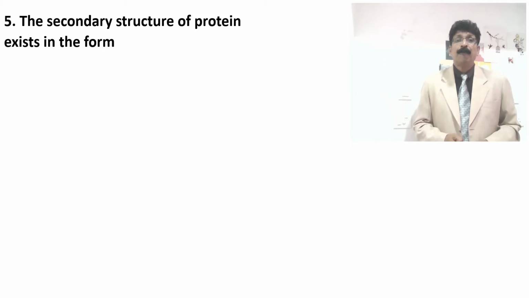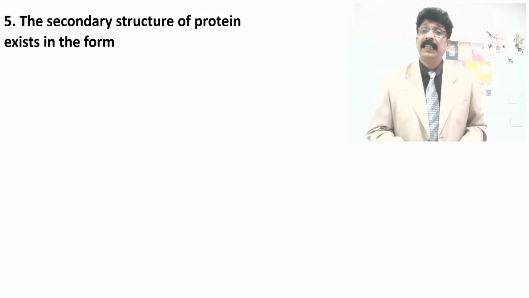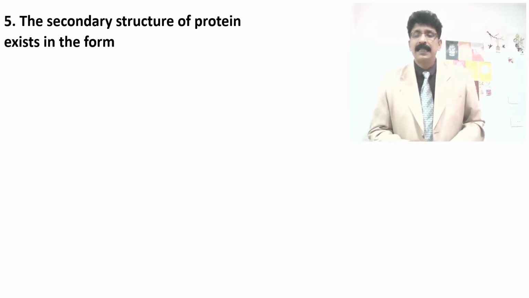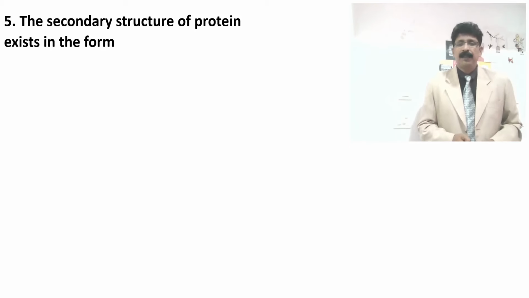Number five: the secondary structure of protein exists in the form of what? Proteins have many structures, simple structure, helical structure, and we have many forms of protein structure that we might have studied.